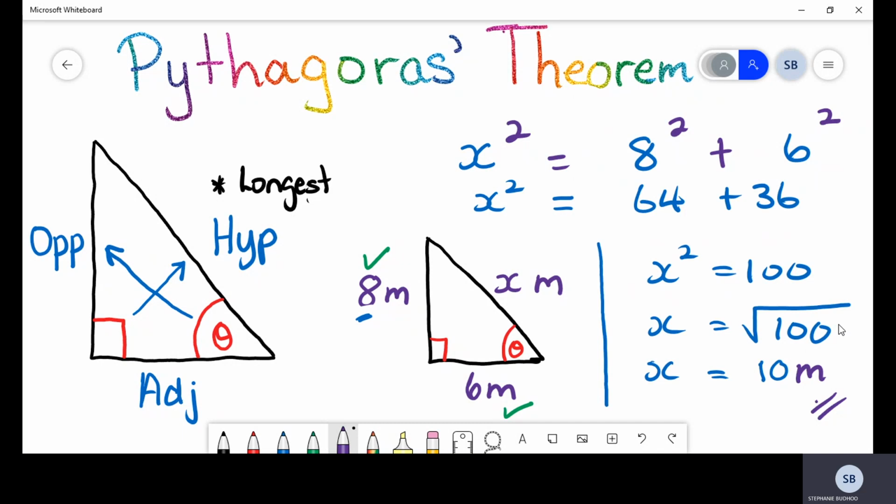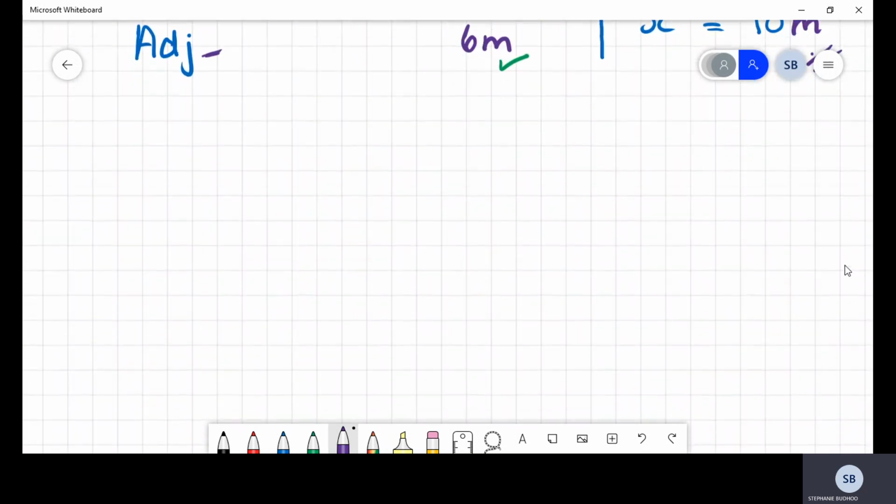Now, we have different types of questions involving Pythagoras, where not every time they'll ask you to find the hypotenuse. Sometimes they can ask you to find the opposite. Sometimes they can ask you to find the adjacent. So let's get into some trickier questions. So just keep it rolling.